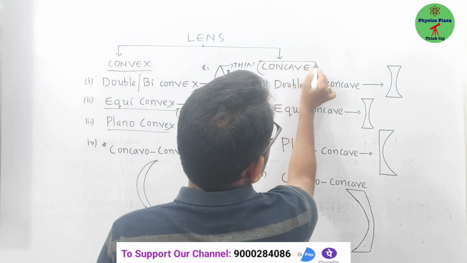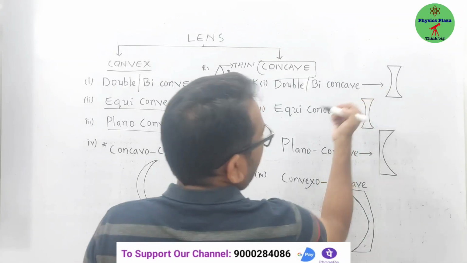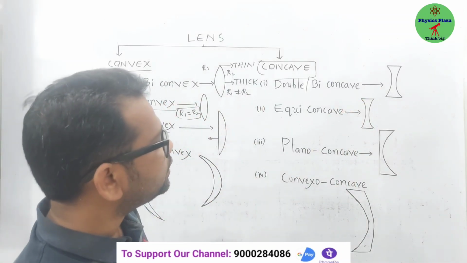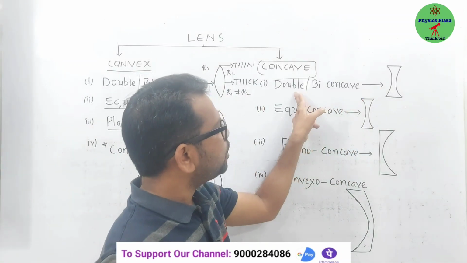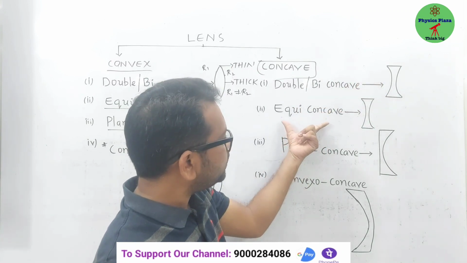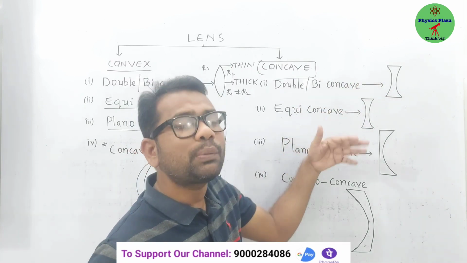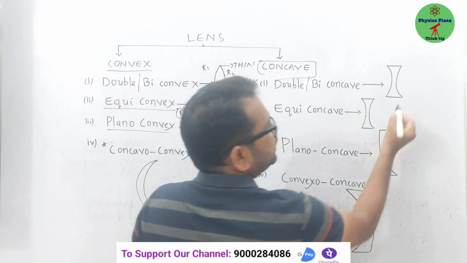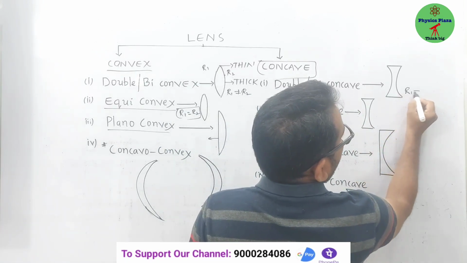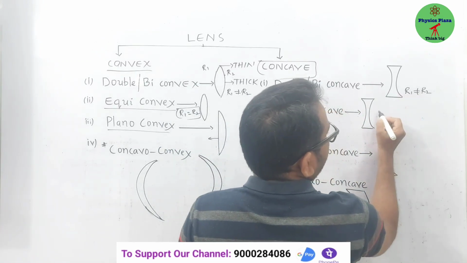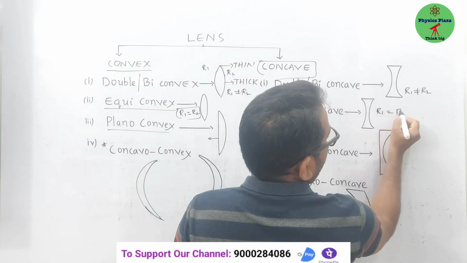Next, come to the concave lens now. Yes, you can see here. Here is a concave lens. Again, same thing. This is a double concave lens. And here, I wrote it as an equi-concave lens. What makes the difference? Yes, same thing. Here, R1 is not equal to R2. Here, R1 is equal to R2.